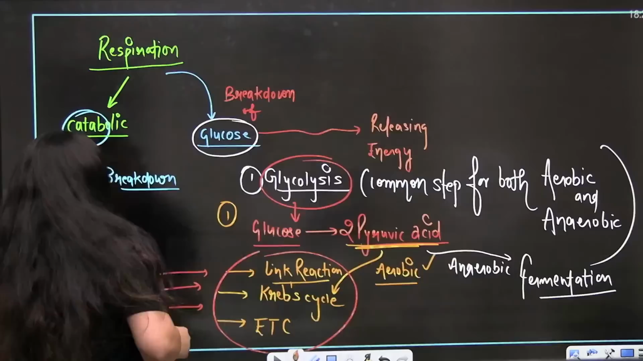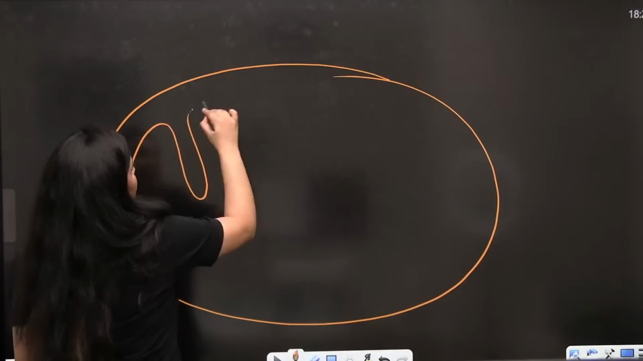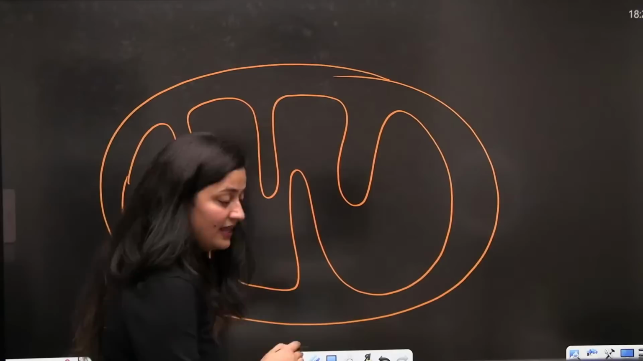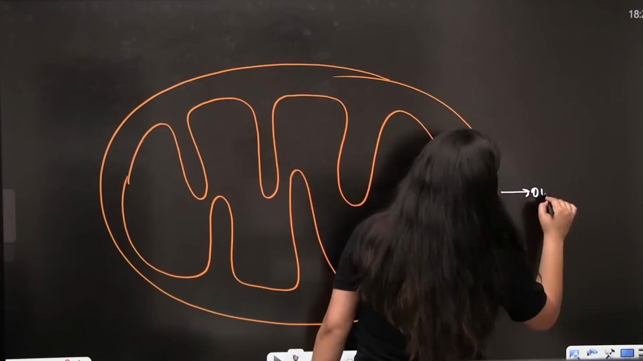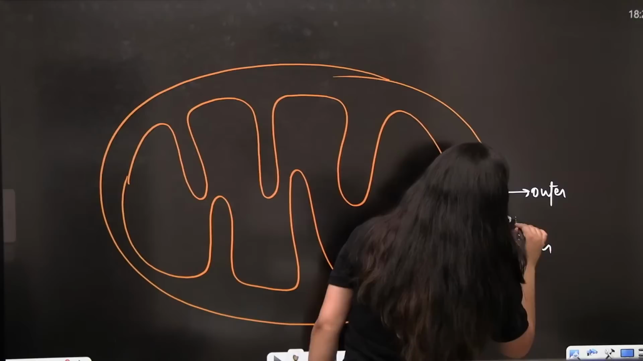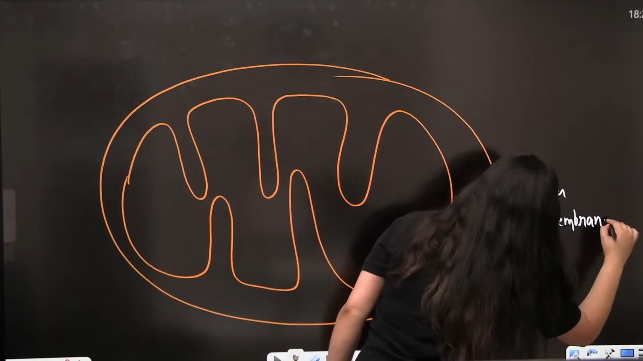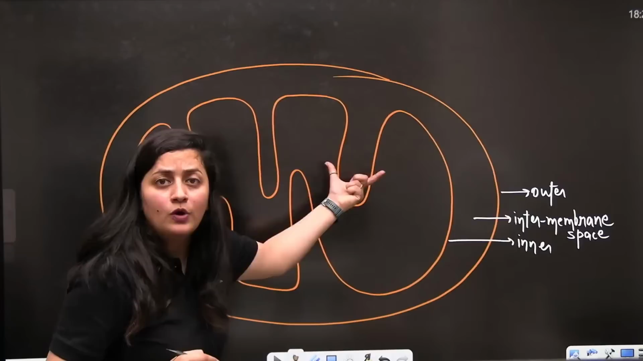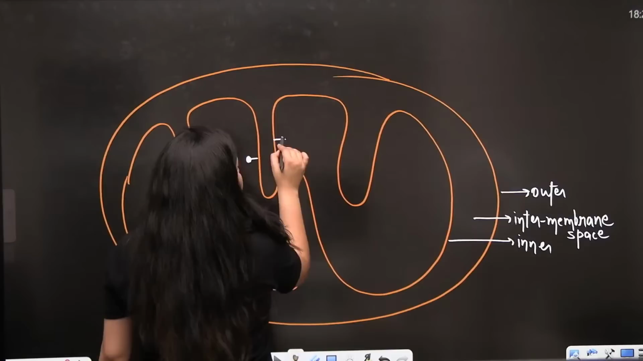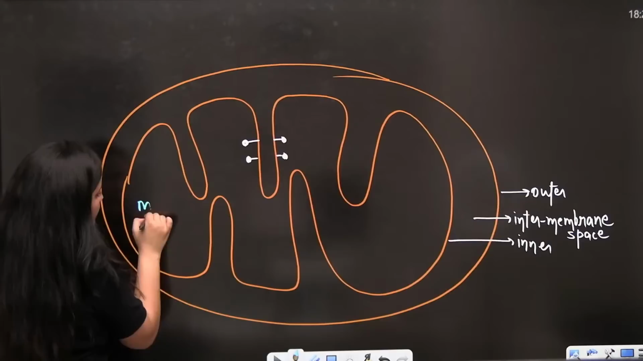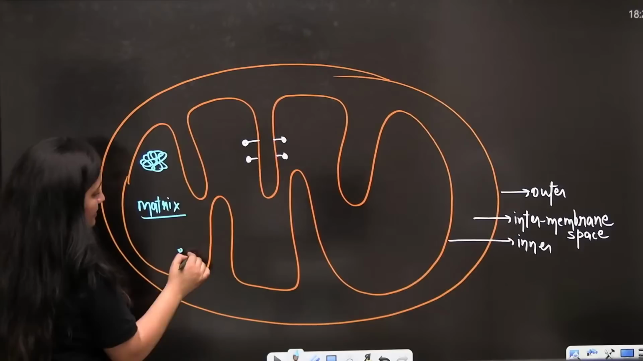See, you know that the mitochondria is the powerhouse of the cell, isn't it? A double membrane bound organelle. So you know that here we have the outer membrane, the inner membrane, and the intermembrane space. These are the infoldings, the cristae. And these cristae have oxysomes, or you can also call them ATP synthase. Now here you have the matrix. The circular DNA is there, the 70S ribosome is also there.